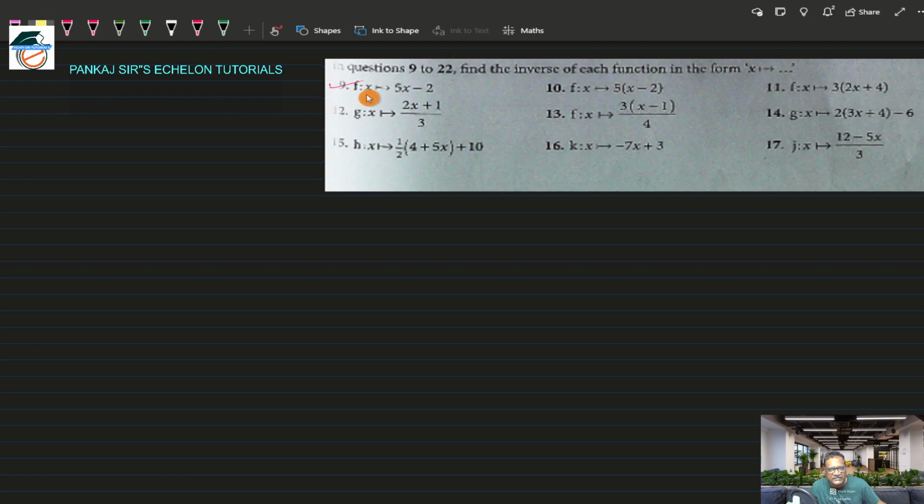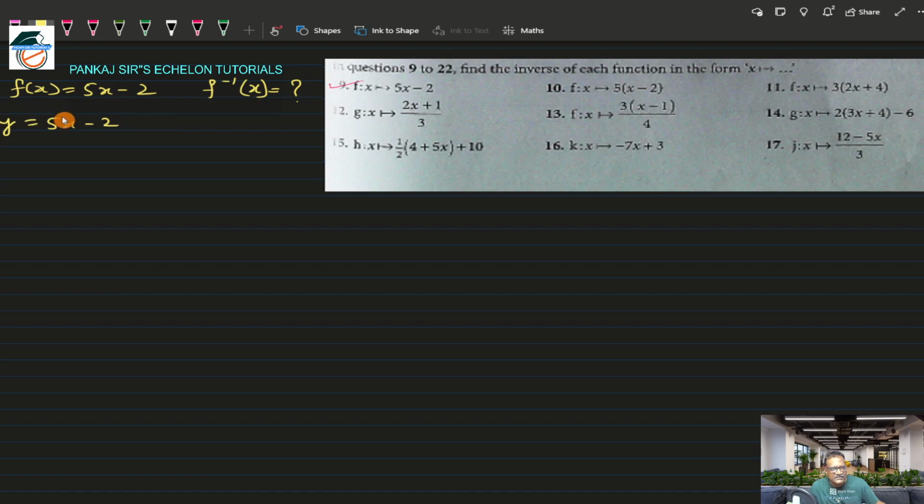This function, this notation, you can write always like this: f of x equal to 5x minus 2. Now if you want to find the inverse of a function f of x, the inverse of this function will be written as f inverse x. So you have to find out this f inverse x, that is the inverse of the function. This is read as f inverse x. So how do you deal with these questions, starting from f of x? First you take this f of x as y. So take y equal to 5x minus 2.